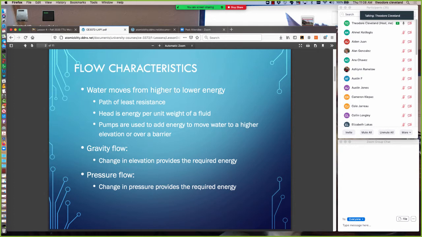That's a gravity flow system. In theory, you don't have to add energy to it. You just have valves, and it does all the moving by itself.